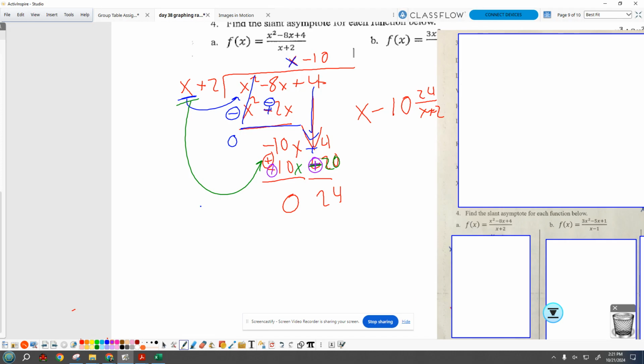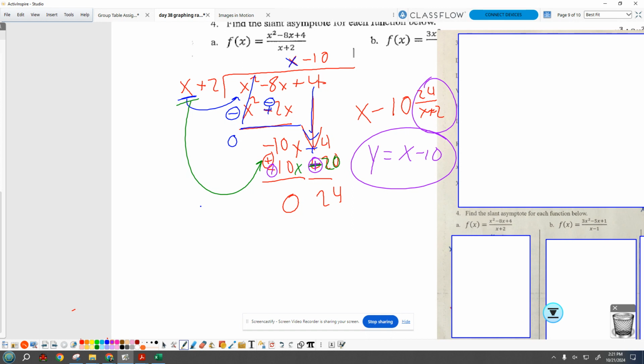So here's the thing so that you don't get it wrong on Delta Math, should you need to do this. That is the equation of your slant asymptote. And some of you are going to be upset like, oh, but what happened to the leftovers? You know, the remainder. When you get to calculus, that's going to matter. Here, I don't care.